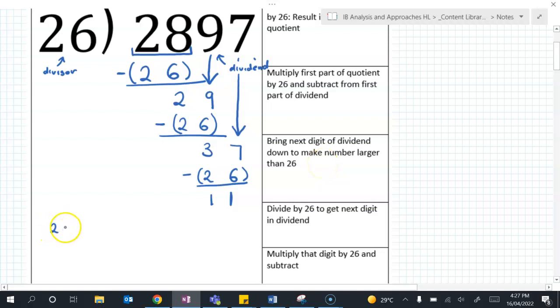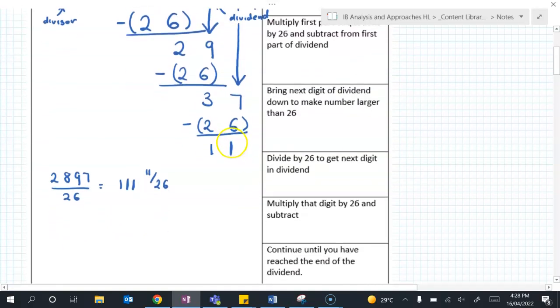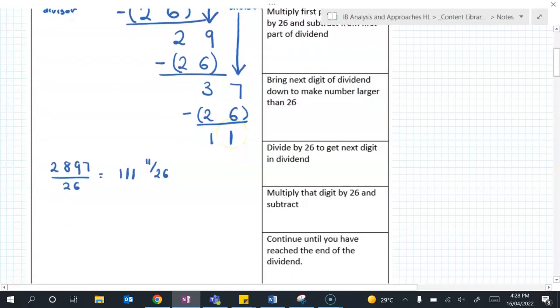So 2,897 on 26 is 111, and then if I was to write this as a mixed number, we've got a remainder of 11 over 26. So really all I've done is I've converted that from an improper fraction to a mixed number. Now it may not have been made explicit when we were doing mixed numbers back in, I think probably year 8, but a mixed number is actually an addition. It's 111 plus 11 on 26. That's the mixed number we've got there.